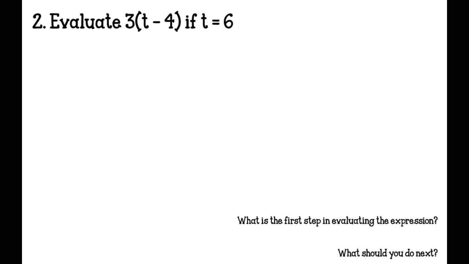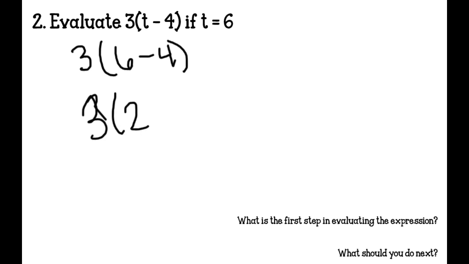Number 2, evaluate 3 times the quantity of t minus 4 if t is 6. So I write it out, 3 times the quantity of 6 minus 4. So I do my grouping symbols first. 6 minus 4 is 2. Then do I have any exponents? I don't. So I can use multiplication and division in order from left to right. 3 times 2 is 6. And that cannot be simplified anymore. So I circle it and I am finished.